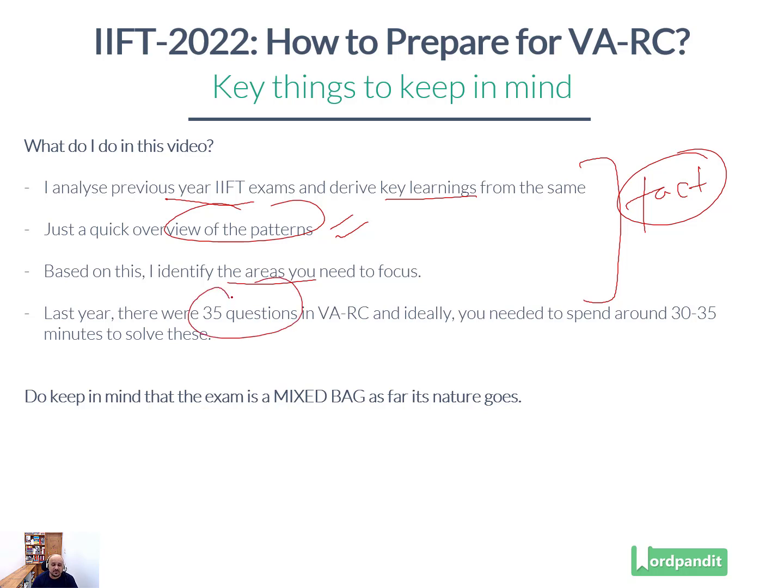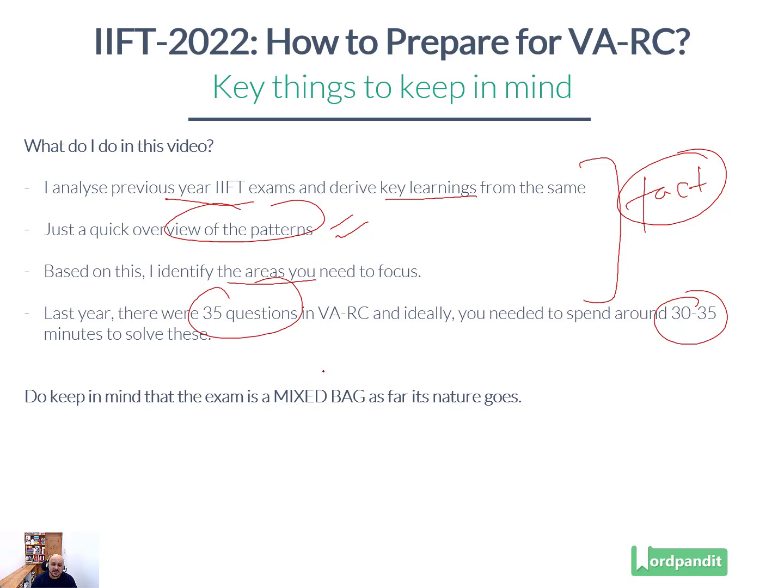Last year there were 35 questions. If you look at the last 4 years, it's been 35 to 36 questions. Roughly you need to spend 30 to 35 minutes in the exam on the VARC section. There are two portions to it, the verbal part and the RC part. That's generally how the exam is structured.